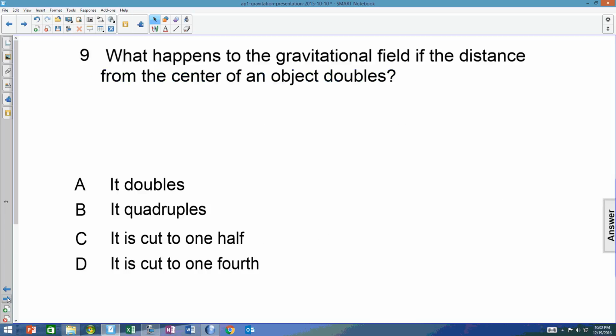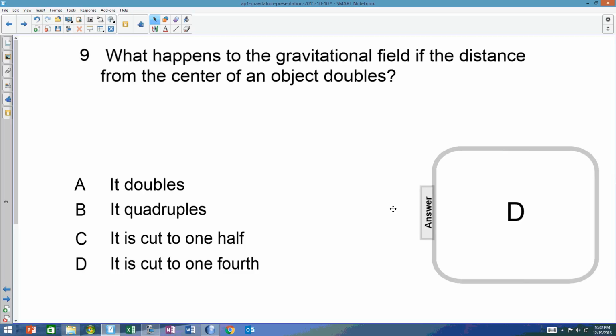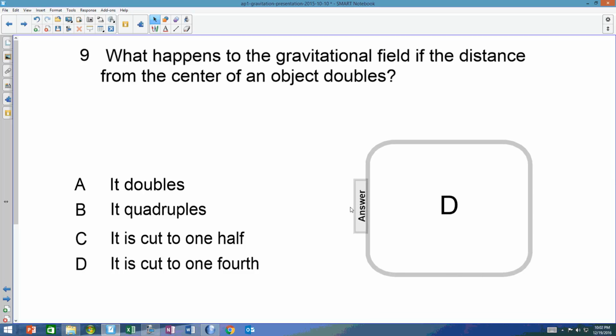What happens to the gravitational field if the distance from the center of an object doubles? Okay, so you're going to have to go back and look at the formula for this one. Go ahead and pause the video. Okay, so let's take a look at the answer. It should be D. It is cut to 1/4. Remember that g is equal to capital G M over r squared. So if I double the distance, it becomes 1/4.